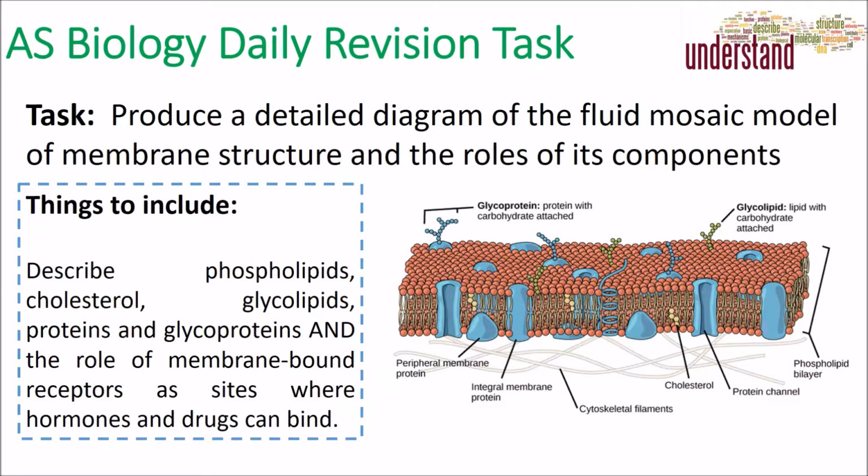Right, in today's revision task, you're asked to produce a detailed diagram of the fluid mosaic model of a membrane structure, explaining its roles and its components. This is a crucial skill that you've got to develop, and it's a crucial diagram that you need to know and understand, because lots of other things build upon it, especially when you get into A2 and you start looking at neuronal membranes and so forth. It'll be quite often talked about in exam questions where they'll ask you about certain features and how certain features interact and its functions.